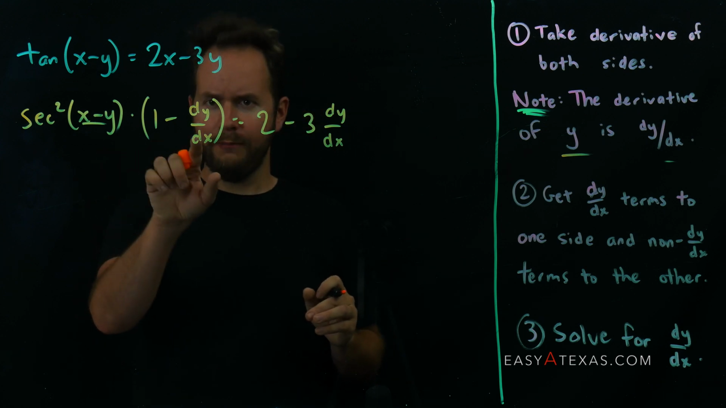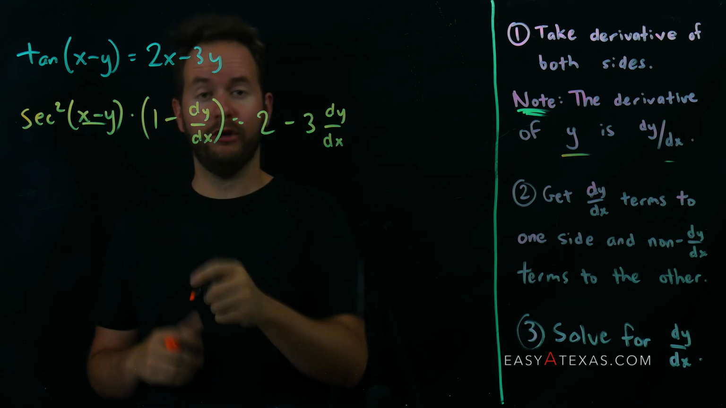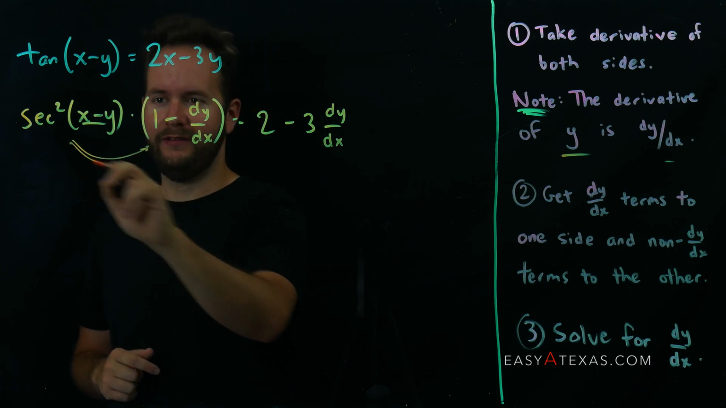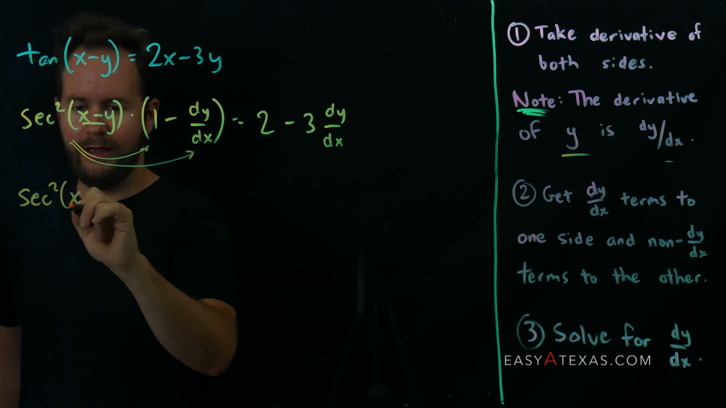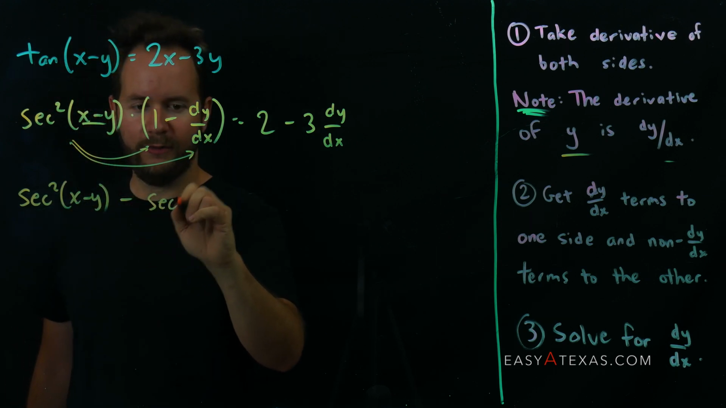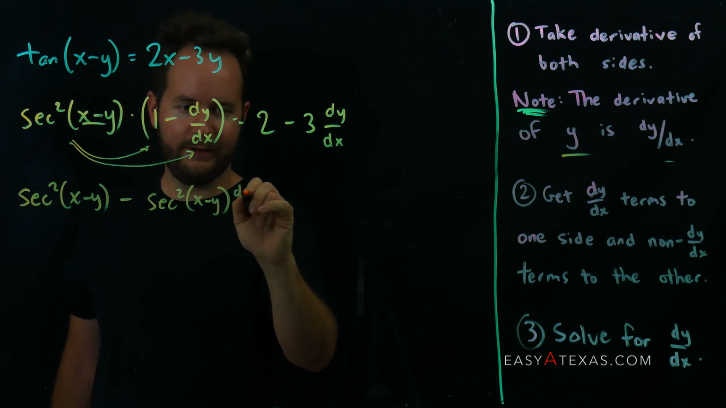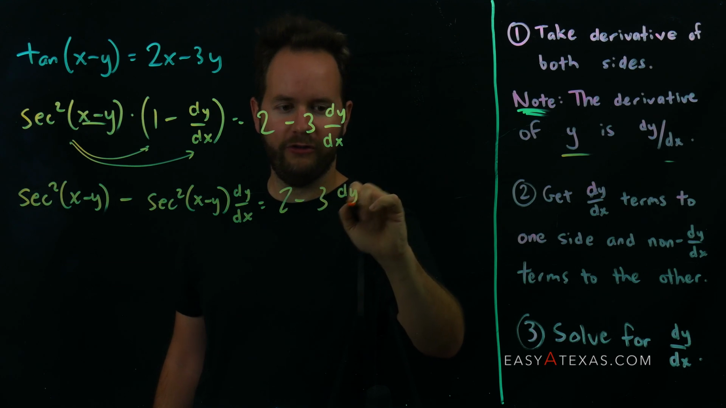Unfortunately, this 1 minus dy/dx is kind of a term, these are two terms trapped inside of this parenthesis, so I'm going to try and break them out by distributing the secant squared of (x minus y) to both terms here. Let's go ahead and do that. So secant squared (x minus y) times 1 minus secant squared (x minus y) times dy/dx. Equals, the right hand side doesn't change, I don't need anything to change over here.